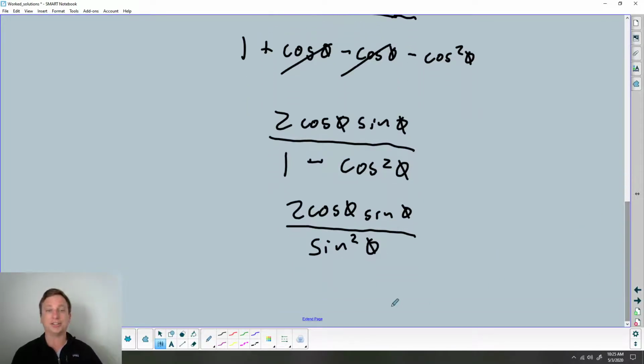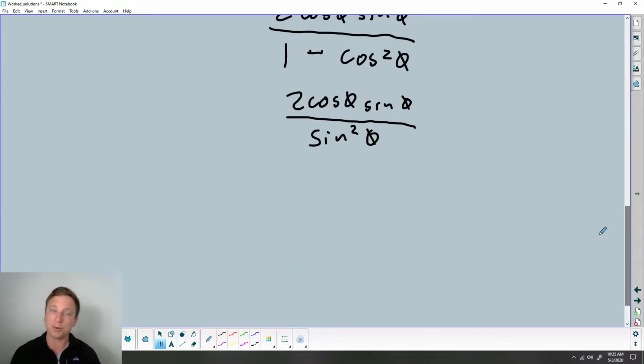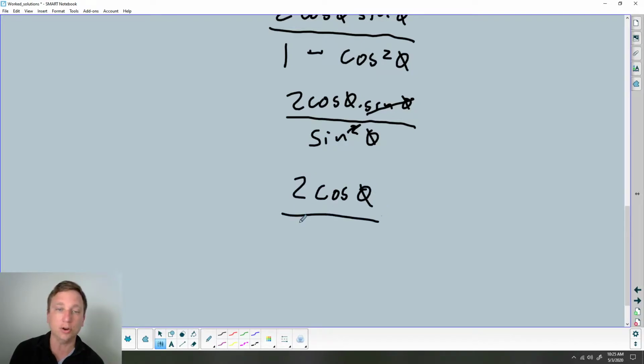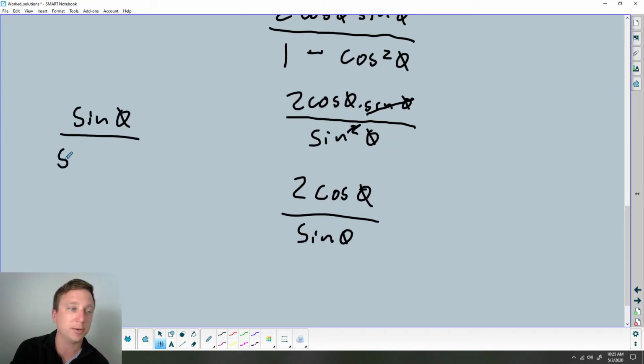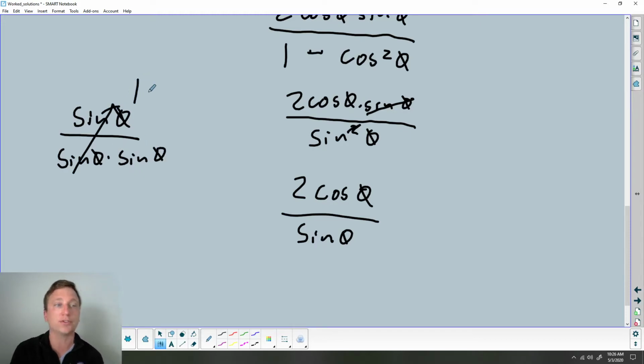So now we can actually reduce this a little more. This one's taken a while, but we're getting there. We have 2 cosine theta times sine theta. So we have a common factor of sine theta in the numerator and denominator, so we can reduce one of those out. Sine theta divided by sine theta times sine theta actually gets rid of the squared there. So we're left with 2 cosine theta all over sine theta. The reason we did that is we had a sine theta in the numerator as a factor, and the denominator was a sine theta times itself. We just write that in a little different way, and we reduced one of those factors to 1. So that's why there's only a sine theta left in the denominator.